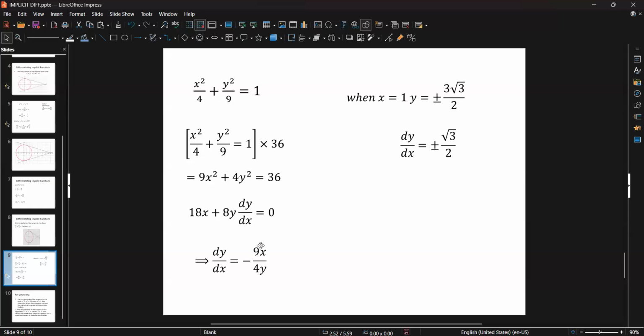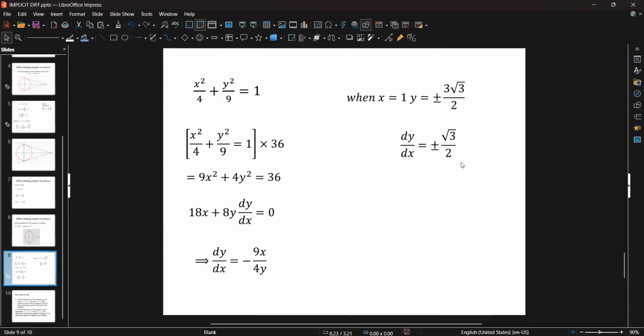For you to evaluate this here, you need an x value and a y value. We know x is 1, but we don't know what y is. So we have to evaluate y using this equation here, right? We put x equal to 1 and we evaluate y, and you get that. And you take these two now and put them inside of here. And I think you should end up with plus or minus root 3 over 2, right?